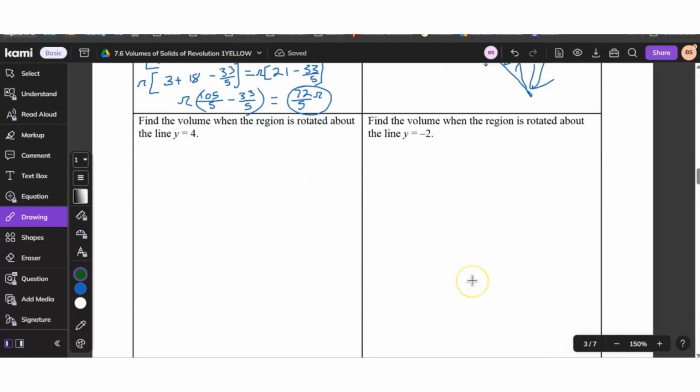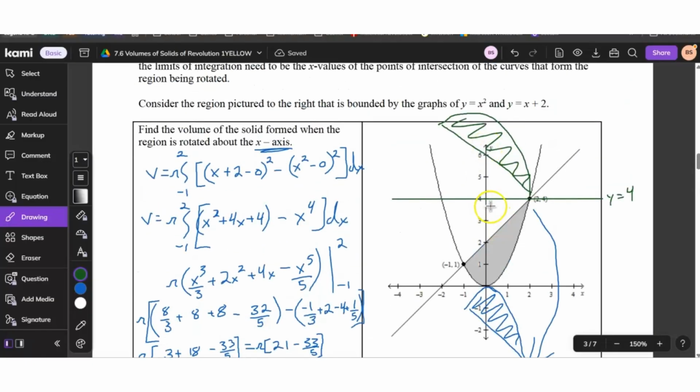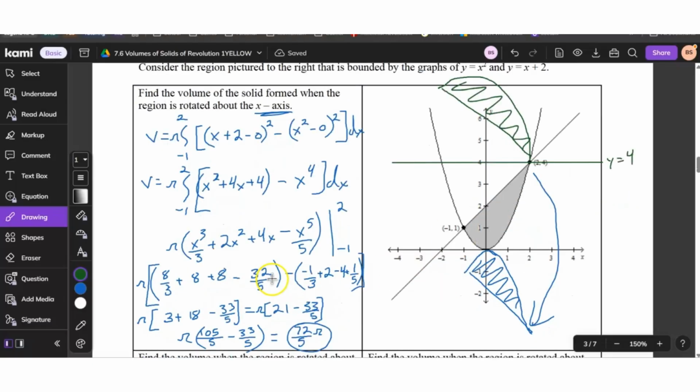So now it's going to be totally different when we write this, right? Because now, instead of our axis of rotation being 0, it's actually going to be something. So it's going to be pi times the integral, same 2 points of intersection, negative 1 and 2. But now, first of all, what is the function that is further away from that line, that axis of rotation? Yeah, it's the quadratic this time. So we got to switch the order of them.